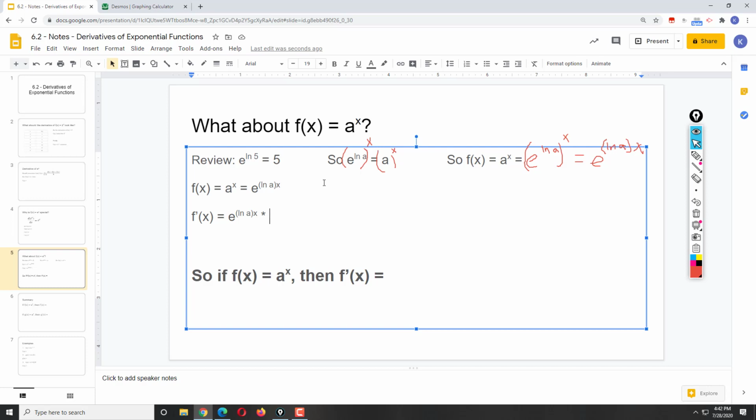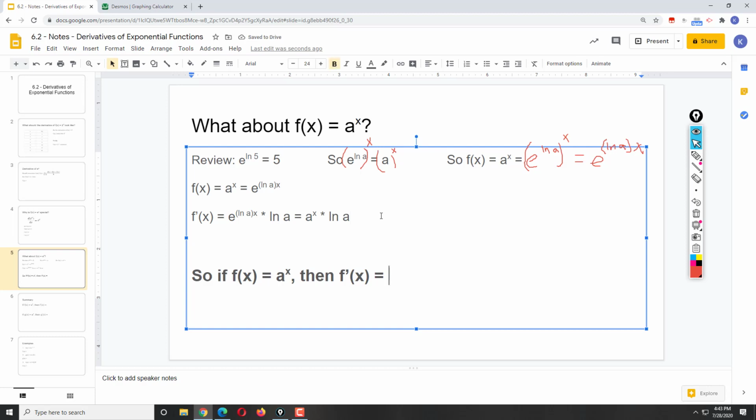4x is just 4. yx is just y, if y is a constant. So the derivative of ln a times x is just ln a, because ln a is a constant. But of course, e to the ln a times x is just a to the x. We're going back to what we just did. So this is just equal to a to the x times ln a.